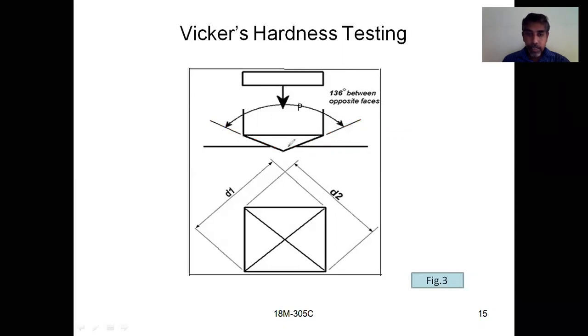See here, it is very pointed. Because of this pointedness, even if you have a small cross section, we can use this diamond indenter, that means the Vickers hardness test, to find out the hardness value. So this is the indenter generally we use in Vickers hardness testing.